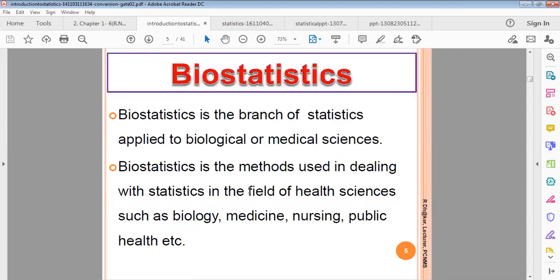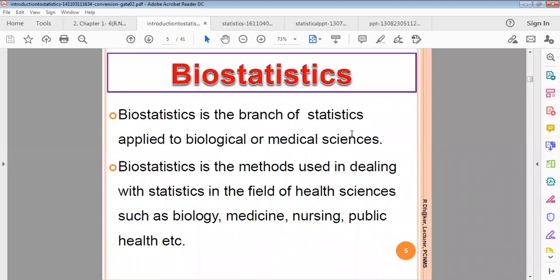Another word, biostatistics. Bio means life. So biostatistics is the branch of statistics applied to biological or medical sciences. Actually, in this pandemic situation, COVID-19, we have to invent the vaccine of COVID-19. Different scientists are trying their best to make a fruitful vaccine with the help of biostatistics. They have to make analysis with the patients. Again, collecting data from patients, they have to make an effective vaccine with the help of biostatistics.